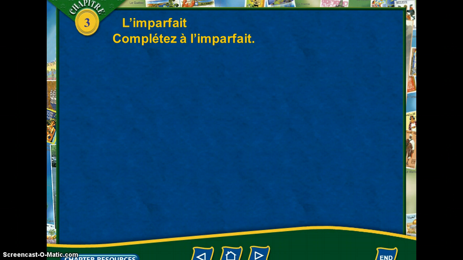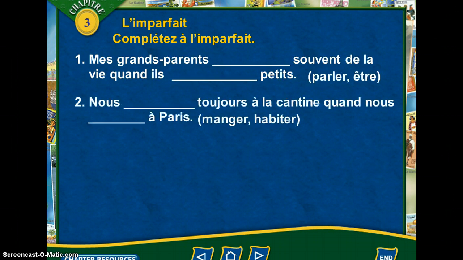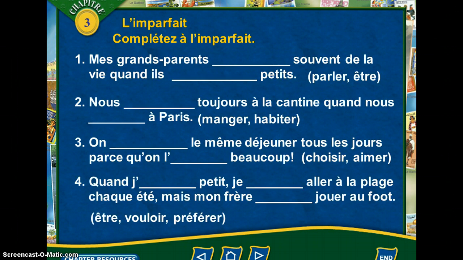So, what we're going to do to wrap this up is we are going to complete 4 sentences with the imparfait. Once all of the sentences are on, you can pause and put these verbs there in the correct order. So parler would go in the first blank, être is necessarily going to go in the second blank. Go ahead and pause, and when you're ready, look at the answers.